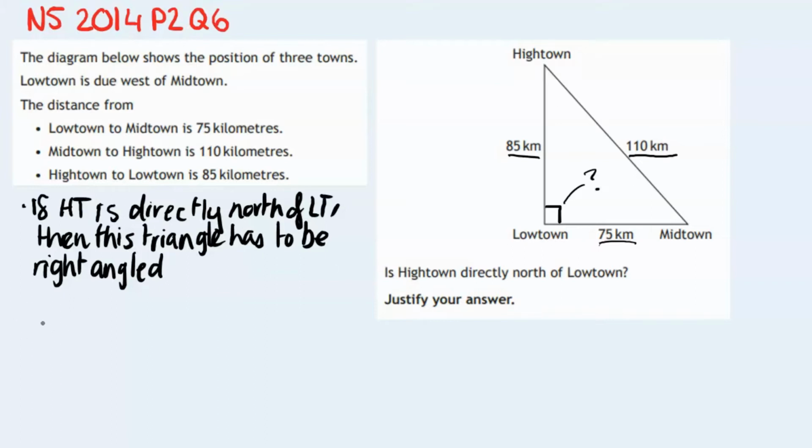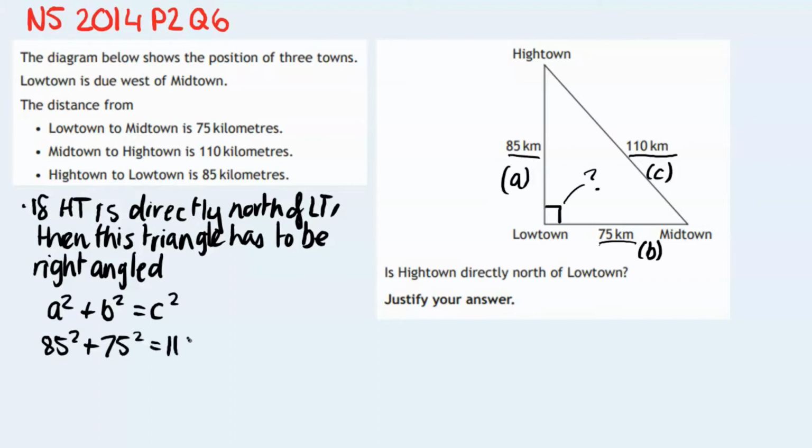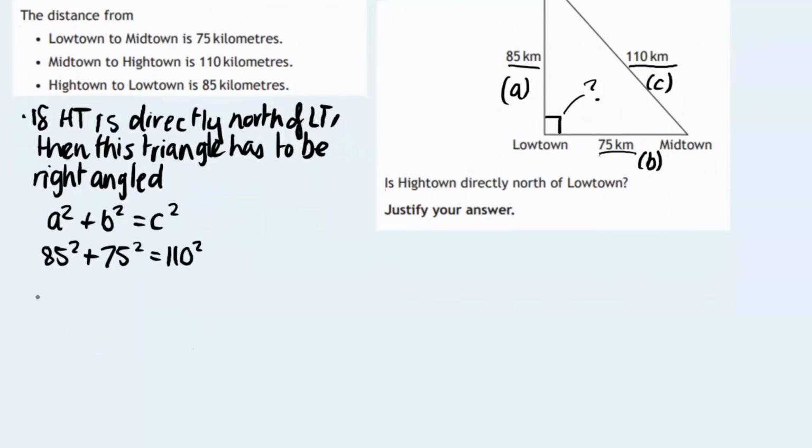So what we have to do is simply write the Pythagoras formula, a squared plus b squared is equal to c squared, alright? And then we just substitute the numbers in. First of all, label: the hypotenuse is 110 kilometers, we can label that C, and then we can label this side A and then B, okay? So we substitute that in. We have 85 squared plus 75 squared is equal to 110 squared. All we have to do is make sure the left hand side is equal to the right hand side. Now this is a calculator paper, so we can just substitute those numbers in.